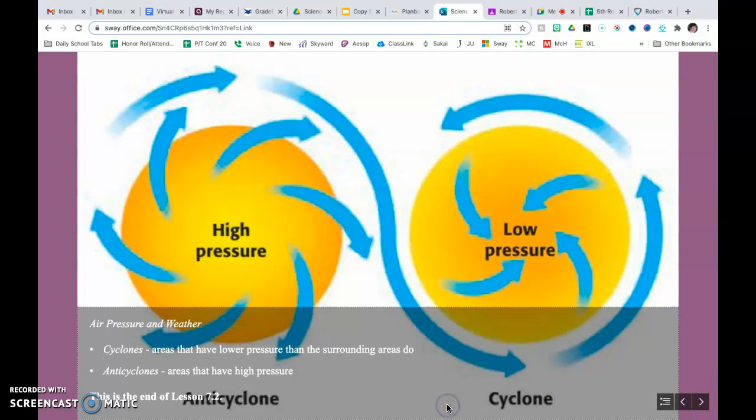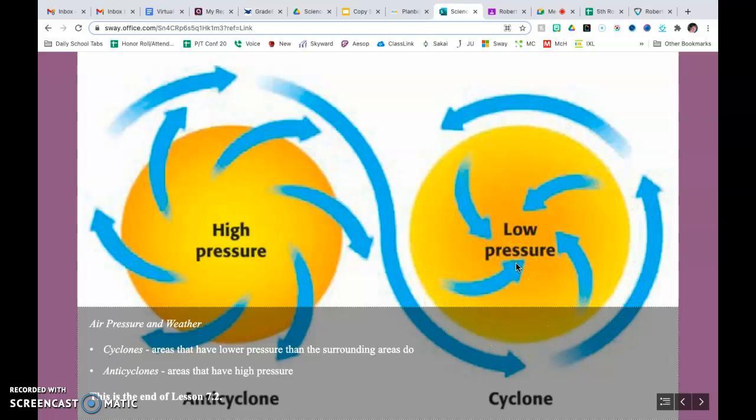So let's deal with air pressure and weather for a second. Let's start with a cyclone first. A cyclone, you can think of it like a tornado or hurricane. It's an area of low pressure, and it moves counterclockwise because we're in the northern hemisphere, remember, due to the Coriolis effect and the spin of the Earth.